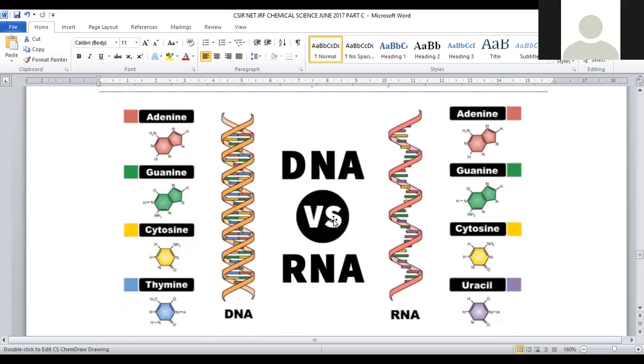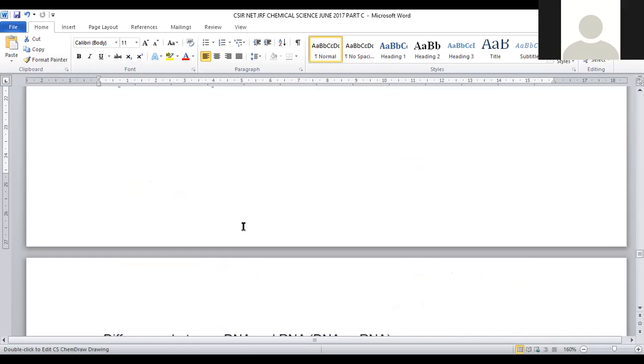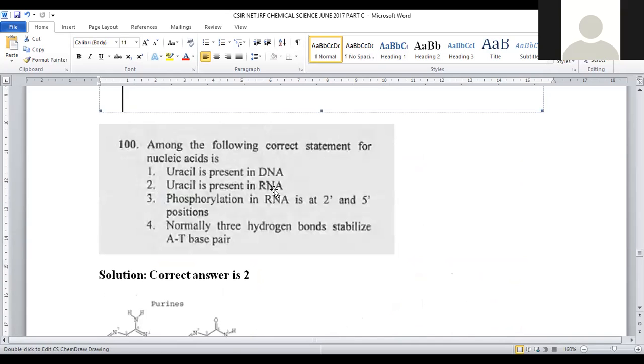Let us see. So DNA versus RNA. DNA bases are adenine, guanine, cytosine, thymine. Then RNA bases are adenine, guanine, cytosine, uracil. The only difference is that instead of thymine, the uracil base will be there. That is called RNA. DNA will have the thymine base. So this kind of arrangement is present, so uracil is found in RNA rather than DNA. So this will be the correct statement.